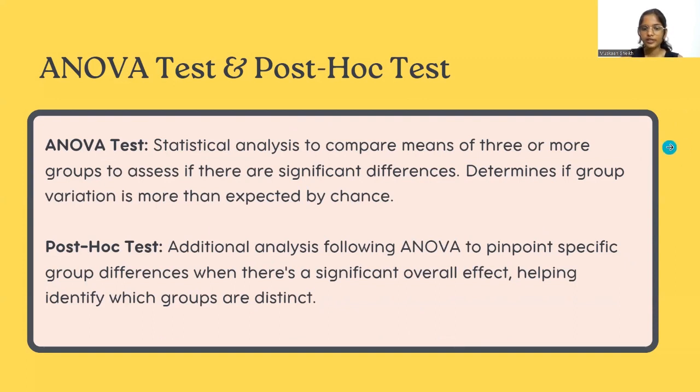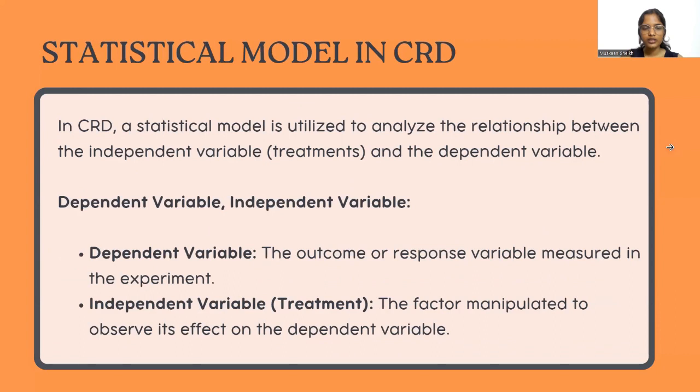which groups are distinct. The statistical model in CRD. In CRD, a statistical model is utilized to analyze the relationship between the independent variable and the dependent variable. The dependent variable is the outcome or response variable measured in the experiment. Meanwhile, the independent variable is the factor manipulated to observe its effect on the dependent variable.